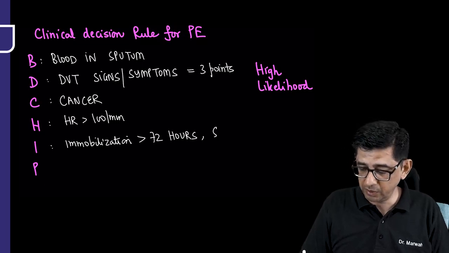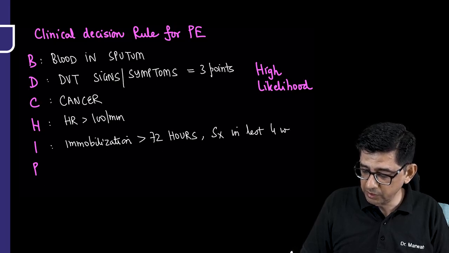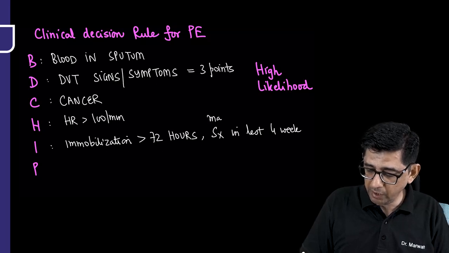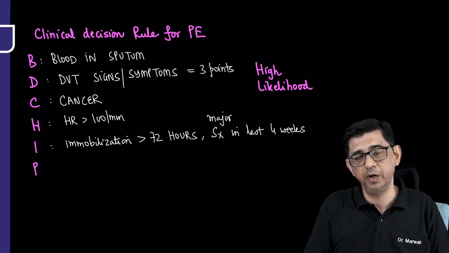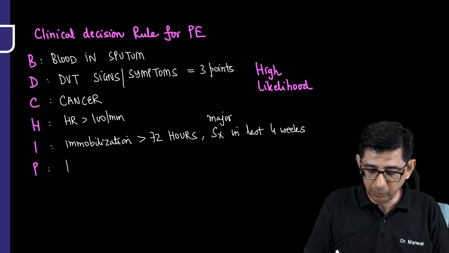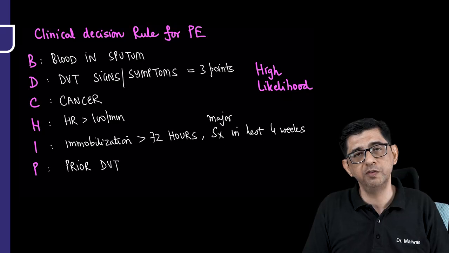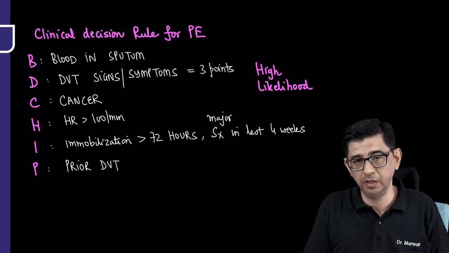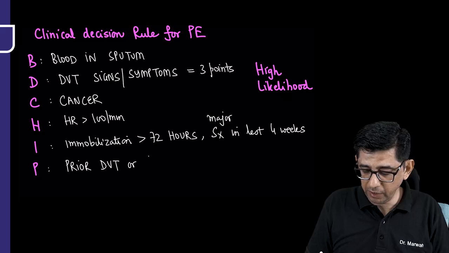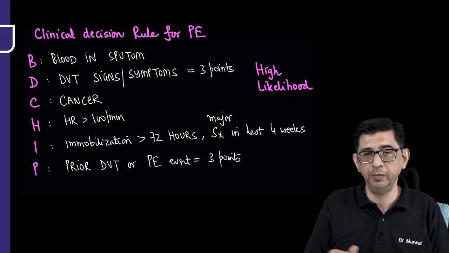Also, if any person has undergone surgery in the last 4 weeks, and I mean any major surgery, not a minor OT procedure, then they are again at risk for development of pulmonary embolism. And alphabet P would stand for prior incidents. Lots of times we have hypercoagulable states, so if anybody has a hypercoagulable state, there could be a subsequent event occurring in the person also. So if there is a prior DVT event or a prior pulmonary embolism event in a person, then this is again given 3 points.